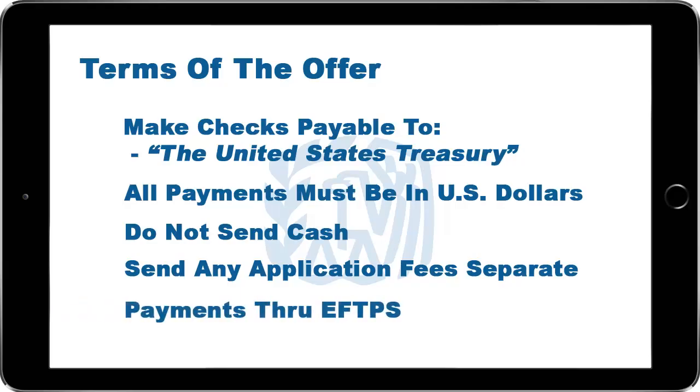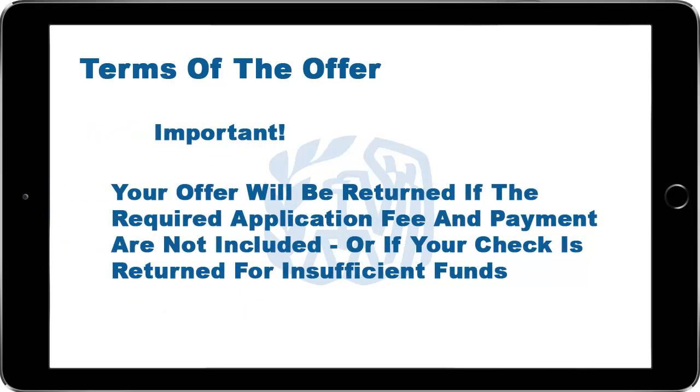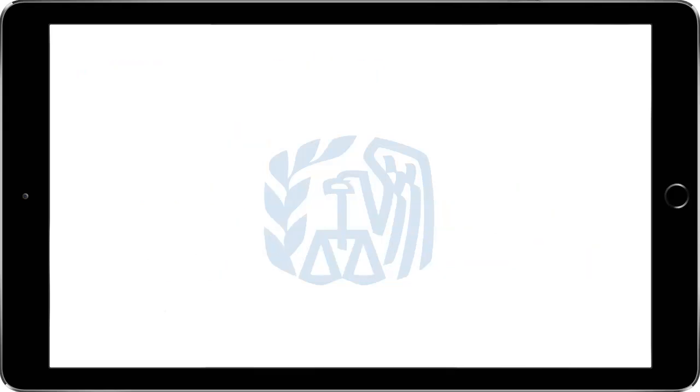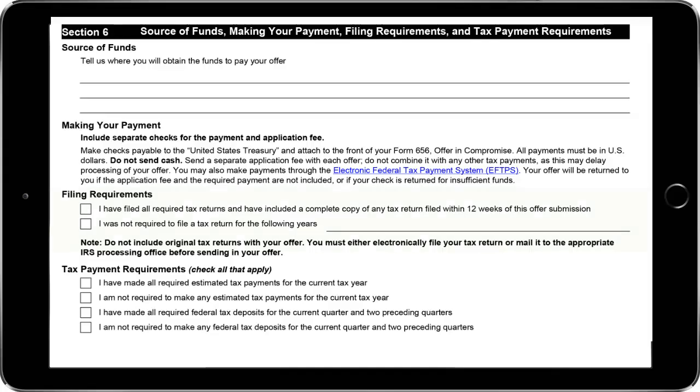You may also make payments through the Electronic Federal Tax Payment System, EFTPS. This is important. Your offer will be returned to you if the required application fee and payment are not included, or if your check is returned for insufficient funds. And then the form is going to go over some filing requirements.